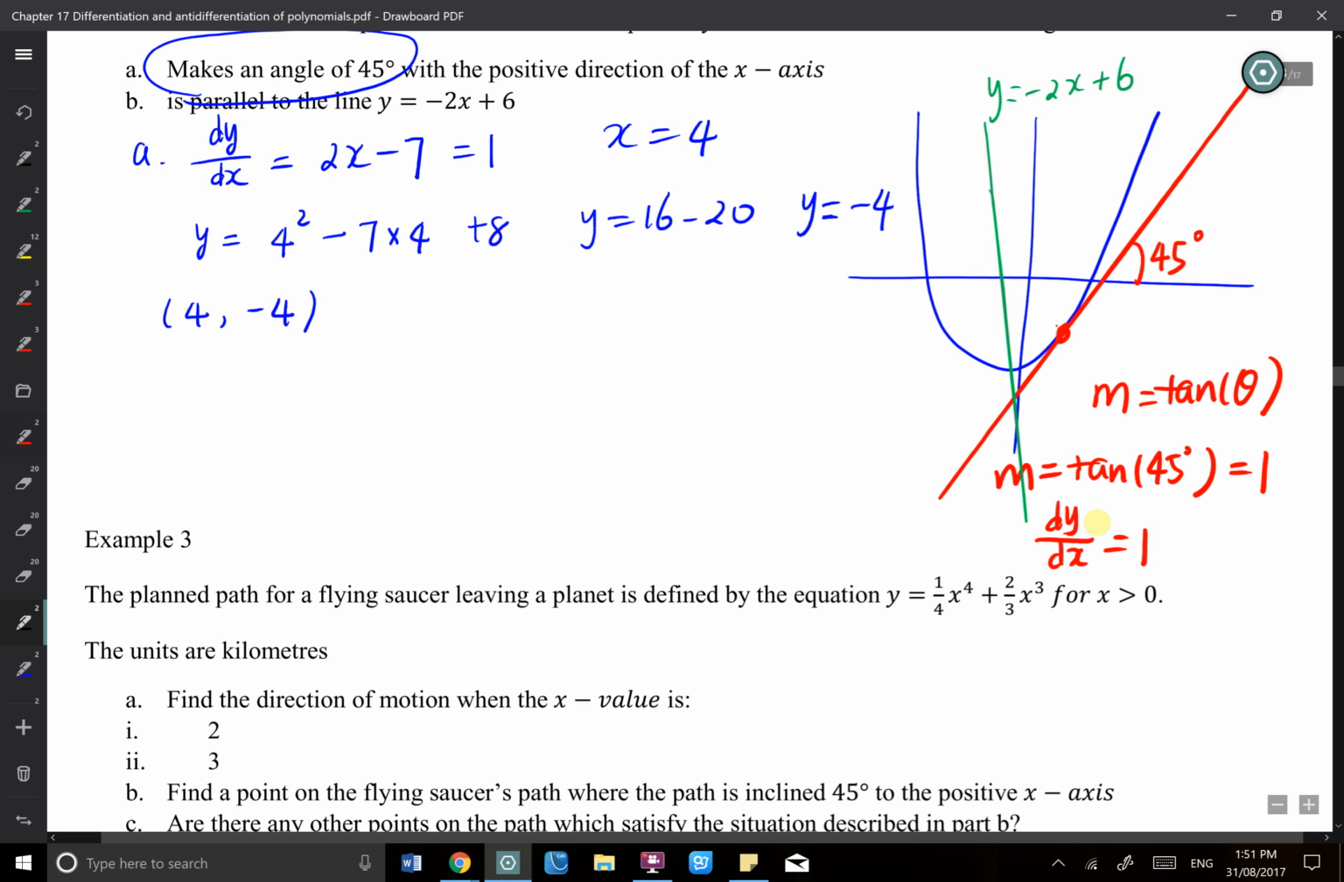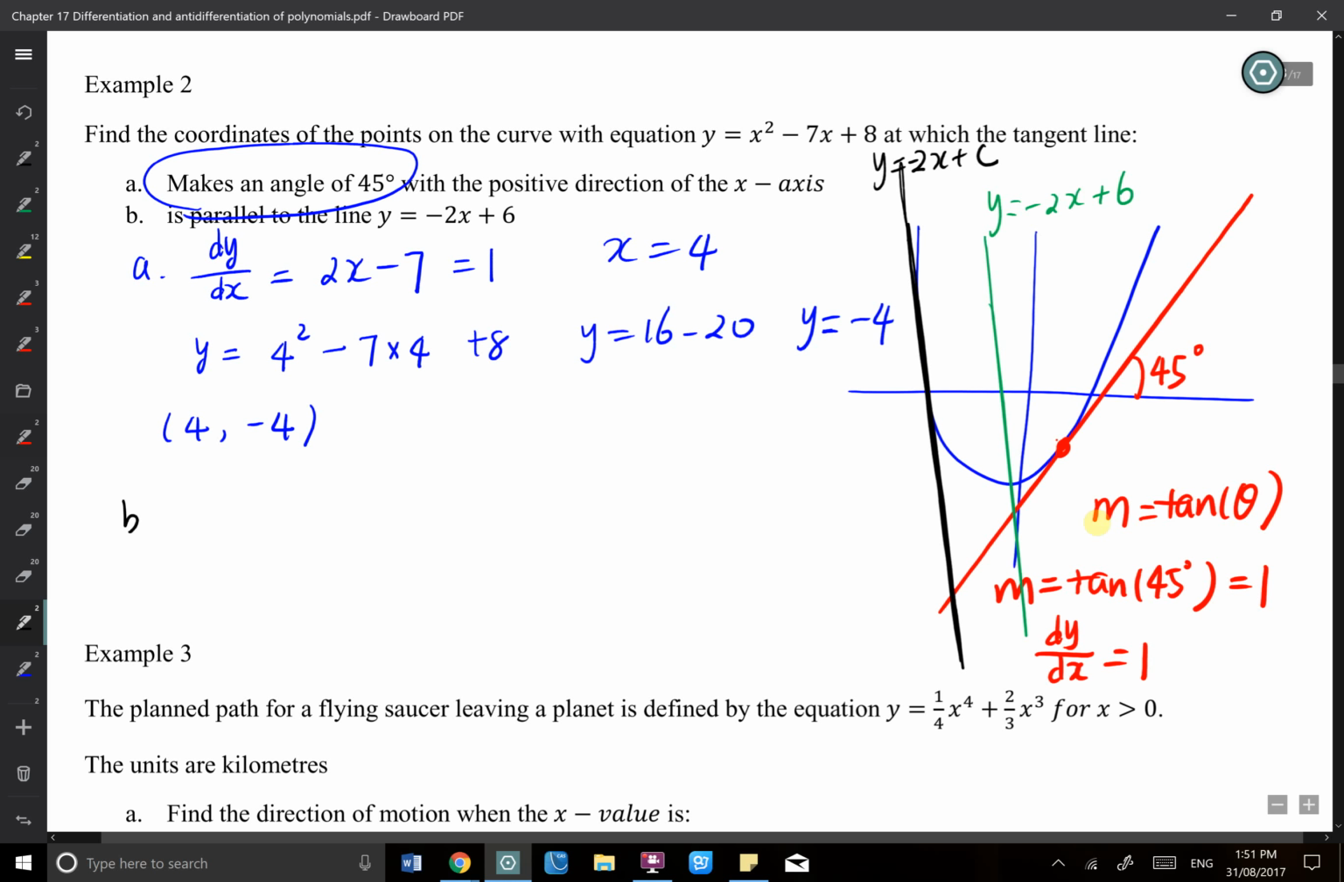So what's the gradient of this black line? y equals negative 2x plus something. I don't care what it is. So then dy/dx is negative 2. Okay, and I will just say 2x minus 7 equals minus 2. 2x equals 5, x equals 5 over 2.